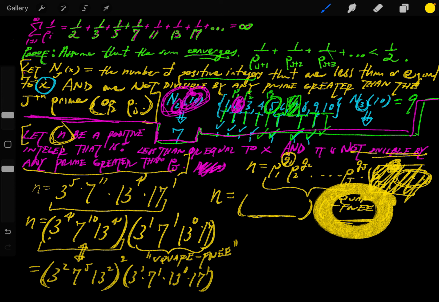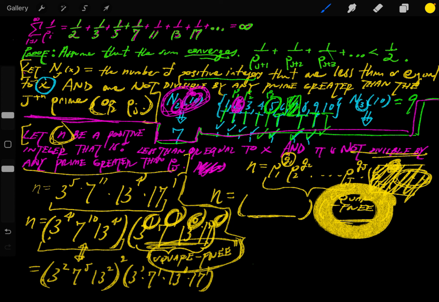Okay, what does it mean for it to be square free? It means that it has no perfect squares as factors, no perfect squares as divisors. If any of these exponents were greater than 1, then it would have a perfect square as a divisor or a factor. And that's a key point. So the only exponents that I could have in the square free part of the number would be 0 and 1.